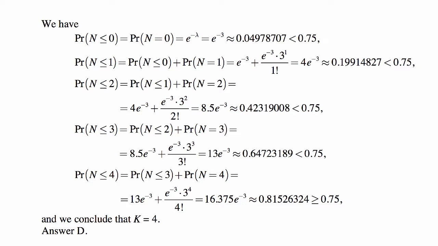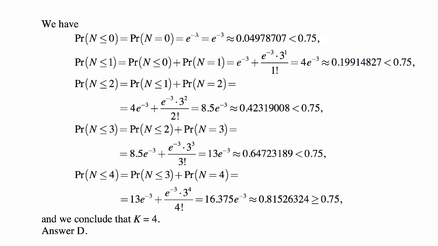In order to find that integer k that we're looking for, we just evaluate the probability that N is less than or equal to 0, N is less than or equal to 1, N is less than or equal to 2, N is less than or equal to 3, and so on, until we get to the point where that probability exceeds 0.75. The probability that N is less than or equal to 0 is just the probability that N is 0, which is e to the minus lambda. In this case, lambda is 3, remember, so it's e to the negative 3. And that's about 0.05, it's definitely less than 0.75.